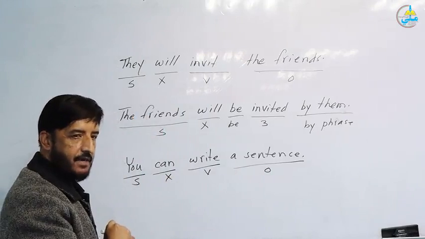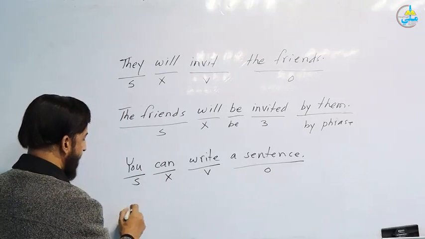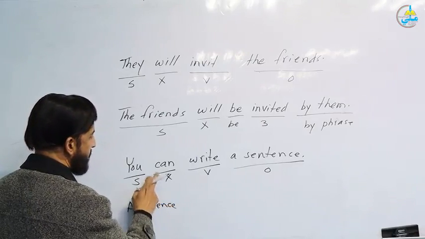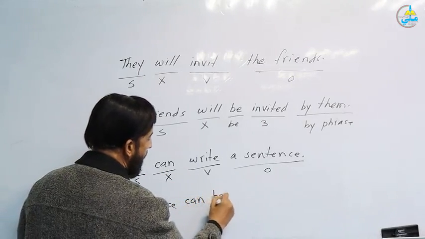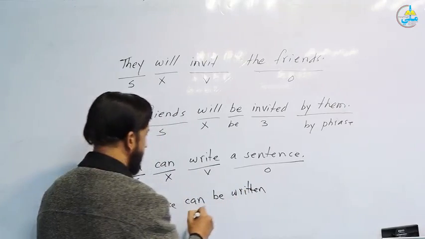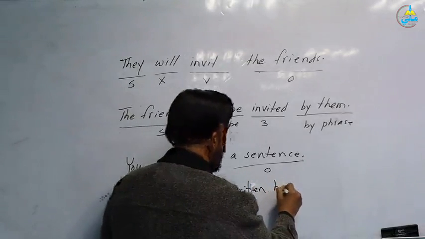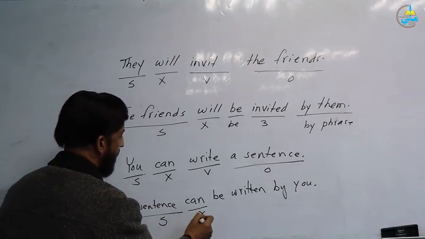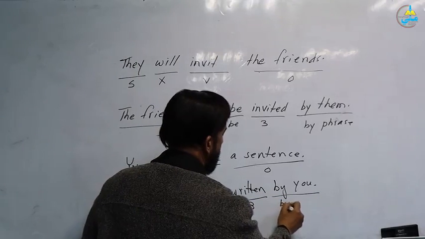Now, if we change it to passive, we make the object the subject of the passive sentence. So how? A sentence. The helping verb is can. A sentence can, after can we use be, and then the third form of this verb is written. A sentence can be written by you. A sentence is the subject, can is the auxiliary, this is be, this is the past participle, and by you is a by phrase.